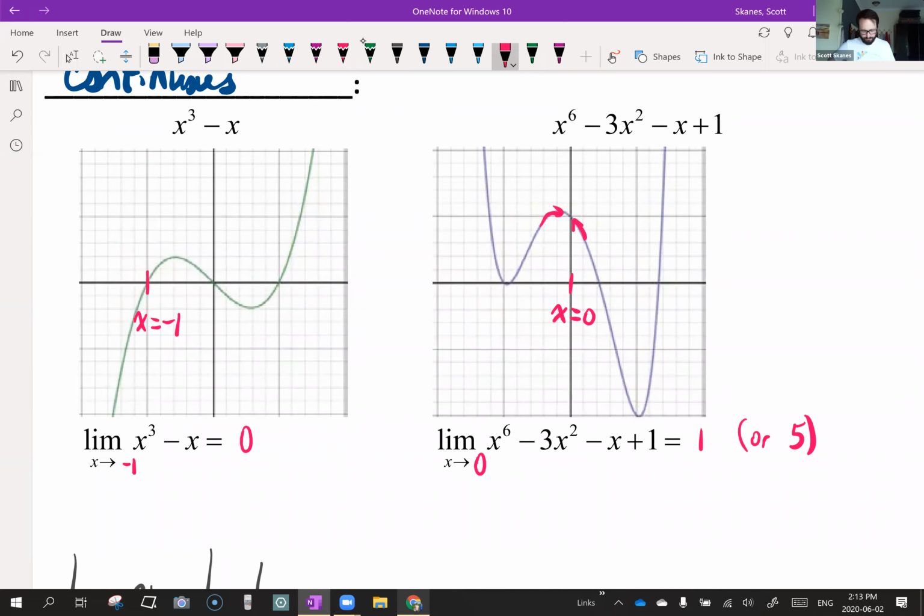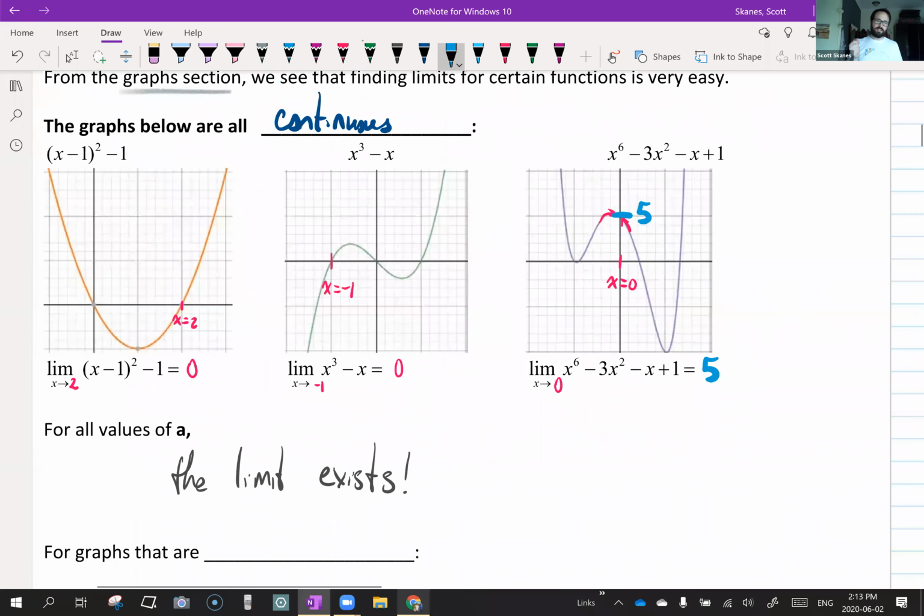I don't know if that's 1 or 5. Let me just make it clear and say that this value is 5, just so that we're all talking about the same thing. But yeah, it would also be 1, depending on how you look at this. Okay? So if it's continuous, the limit exists, and it's very easy to find.